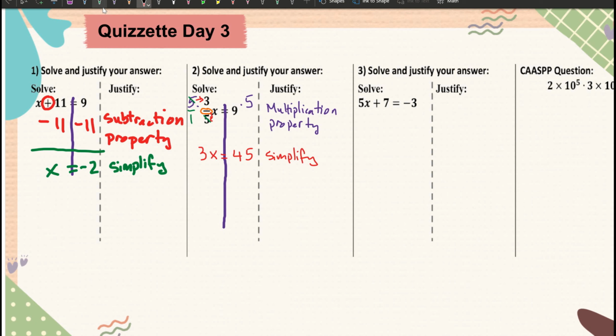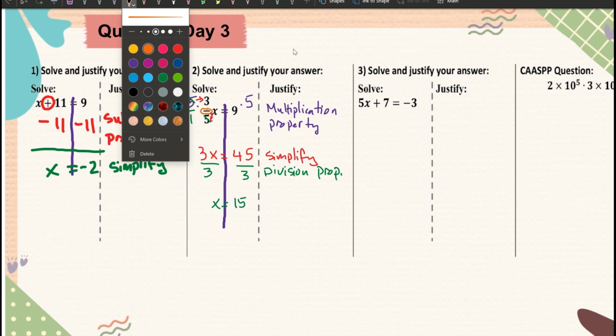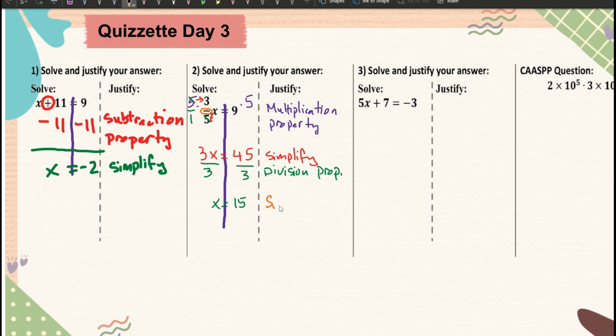Our next step, to isolate the x, we're going to divide 3 to both sides. So x equals 45 divided by 3, which is 15. And we have division property. Then 45 divided by 3 would be simplifying.